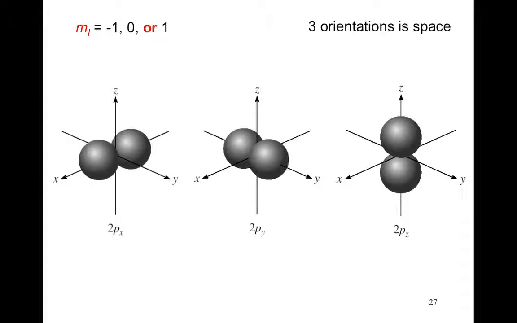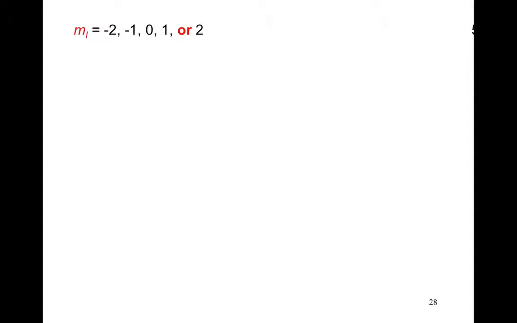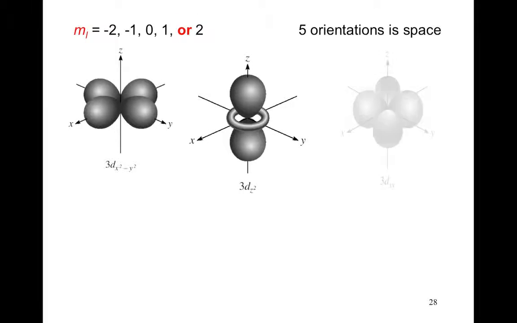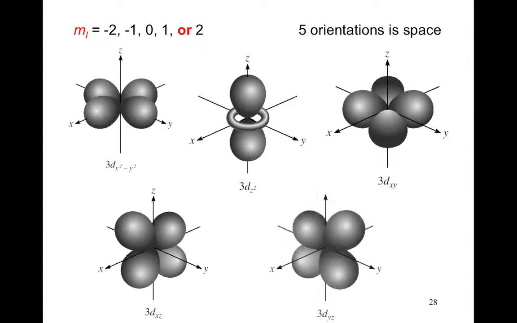So here are your three orientations in space. Going along the x could be -1, going along the y could be 0, going along the z could be 1. So that tells us how we're oriented in 3D space. Now if we make it a little bit more complicated, we get 5 orientations in space. And so this is why we have to have 5 numbers, -2, -1, 0, 1, and 2, because there are different orientations and different shapes, with this kind of dumbbell with a donut around it idea.